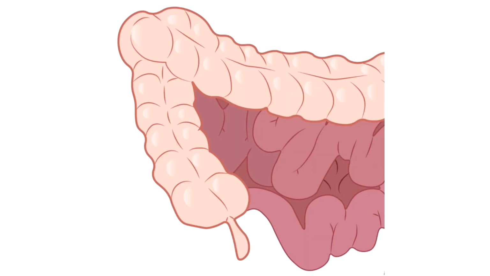This is a cartoon of the terminal ileum where it connects to the cecum. Vitamin B12 and bile acids are normally absorbed into the bloodstream at the terminal ileum. In Crohn's disease, absorption of these two substances is impaired, and this can lead to vitamin B12 deficiency and cholesterol gallstones, as we previously explained.